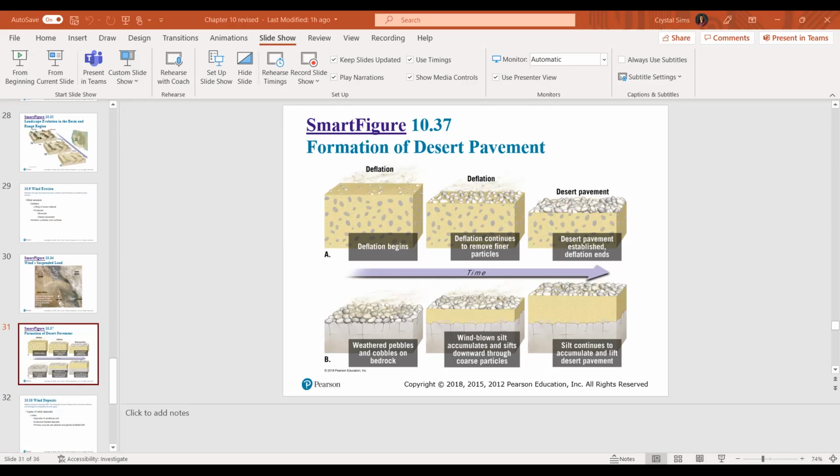So where does that leave us with an exposure like this one? If we were out in the desert and we wanted to figure out which of those two hypotheses produced this desert pavement, what would we do?